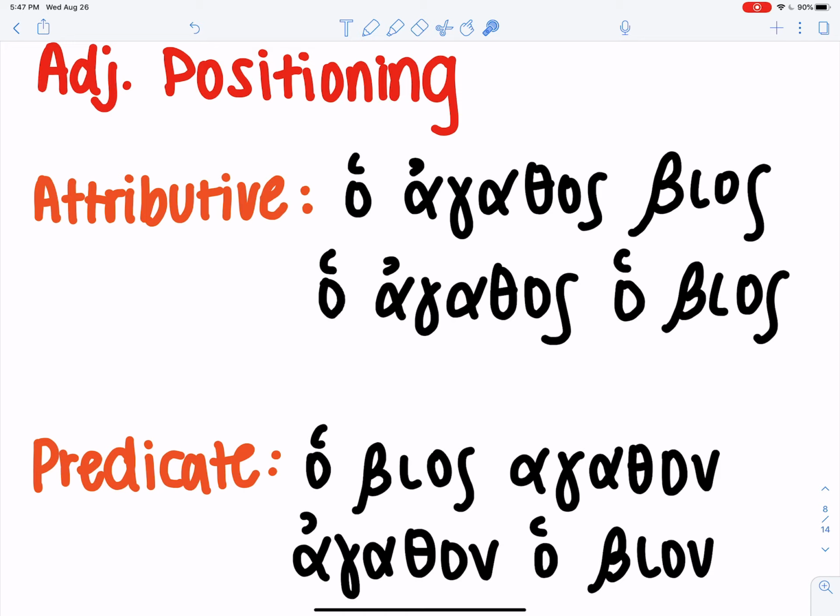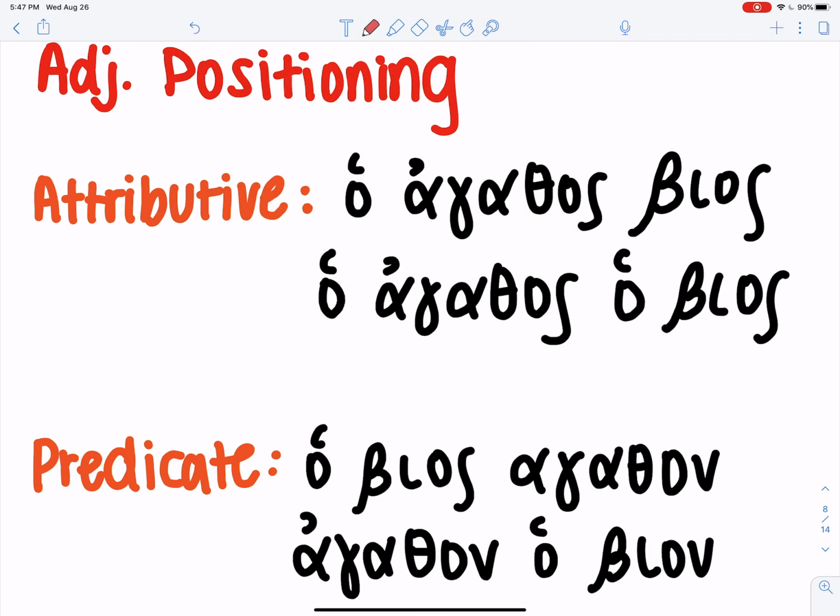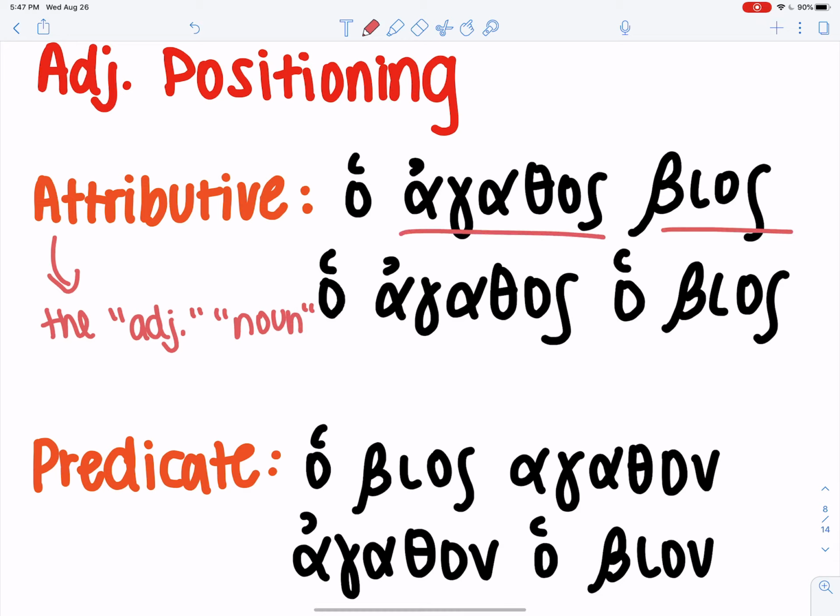An attributive is translated really simply, where you just say the adjective noun. So here, agathos means good and bios means life. So this is the good life. And this is the good life.